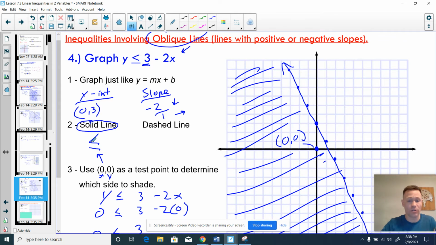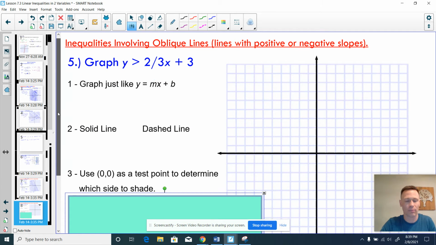That's it. So those are the 3 steps. Graph it as if it was in slope-intercept form, right? Slope, y-intercept, done. Pay attention to the sign. Is it a solid or dashed line? And then test 0, 0. If you get a true statement, shade the side that has 0, 0. If it's a false statement, shade the other side.